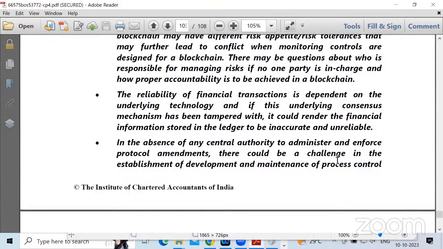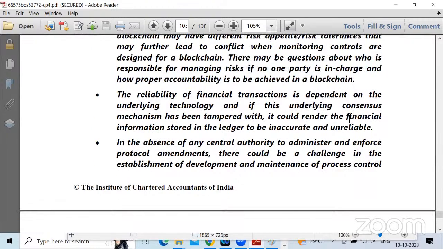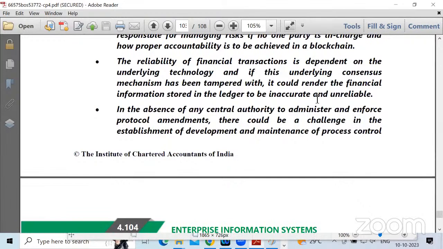So there are a lot of risks also available. Monitoring controls are designed for blockchain. There may be questions about who is responsible for managing risk. No one party is in charge of how proper accountability is to be achieved. So no one to monitor and no accountability because it is common. It is not centralized. If you have a centralized location, then you can fix the person.